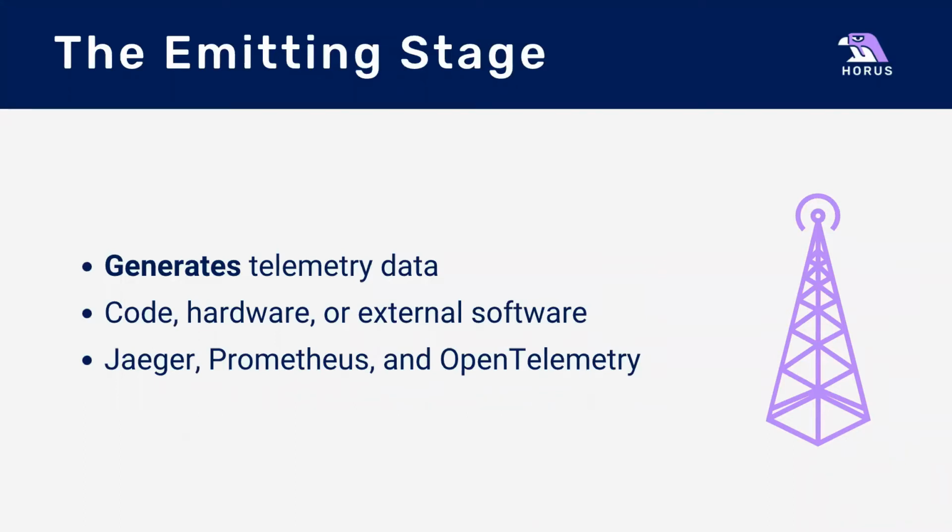The emitting stage is typically achieved by injecting an SDK into the production code, which will instrument and aggregate the telemetry data. You can also add context-related details at this point to the telemetry that you're generating to make it easier to interpret when it arrives on the other side. Some real-world examples of this include Jaeger for tracing, Prometheus for metrics, and OpenTelemetry, which is fast becoming the gold standard in telemetry generation and processing.